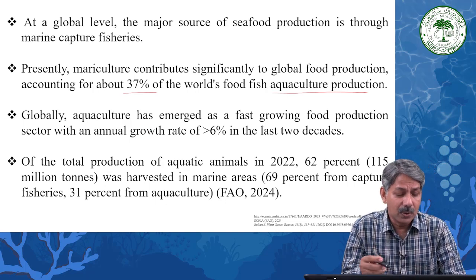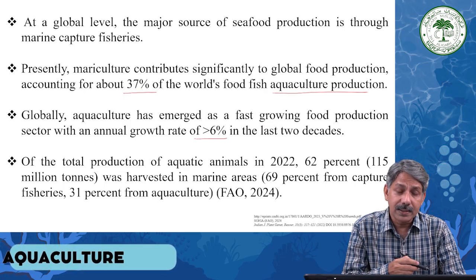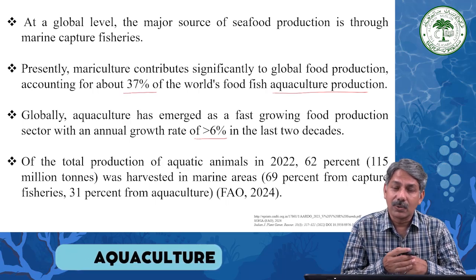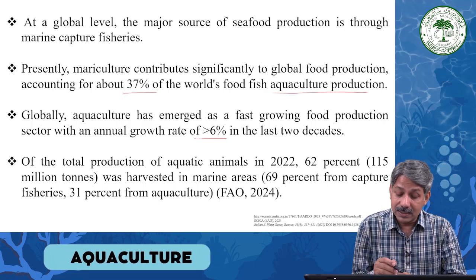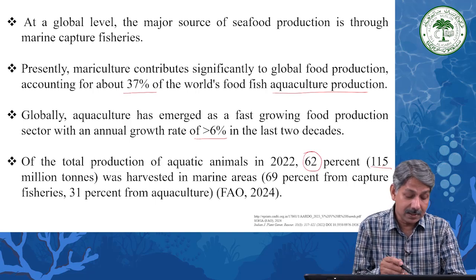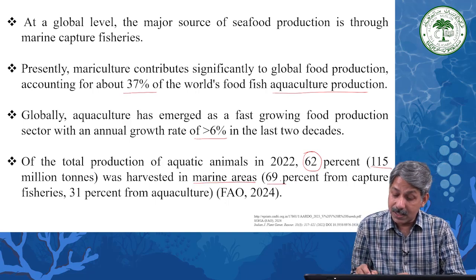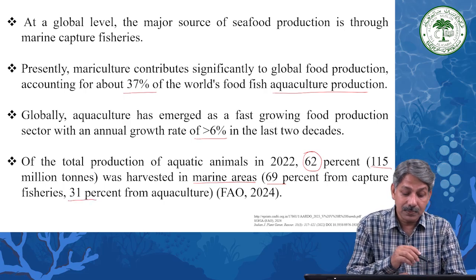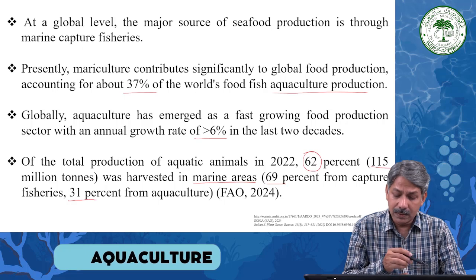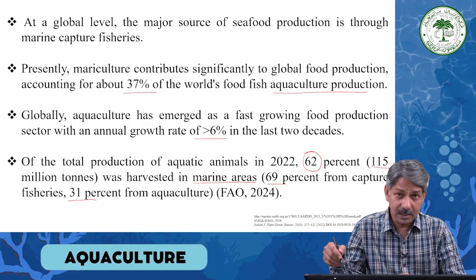Globally, aquaculture has emerged, and we all know the growth rate. In fact, here you can see that more than 6% growth rate has been encountered in the last 2 decades. And as a food production system in general, aquaculture has shown tremendous growth in the last few decades. Of the total production of aquatic animals in 2022, 62%, about 115 million tons, was harvested from marine areas. This includes both capture as well as culture. So, 69% of it was from capture and 31% of the total 115 million tons was from mariculture, or marine aquaculture. That is a significant contribution, a huge quantity: 115 million tons of probably 185 million tons in total.